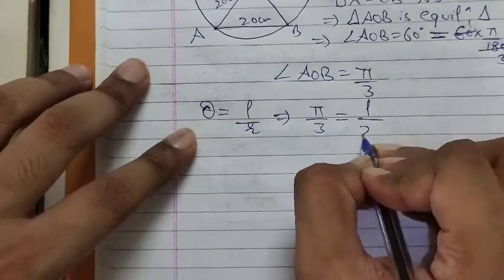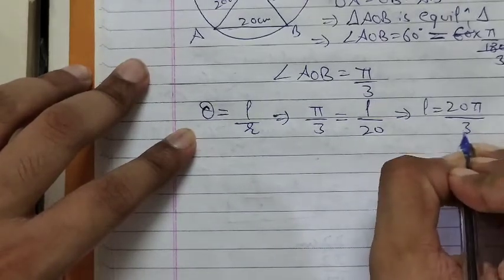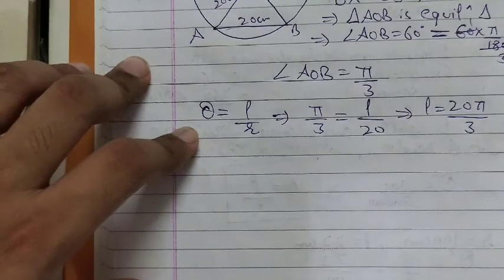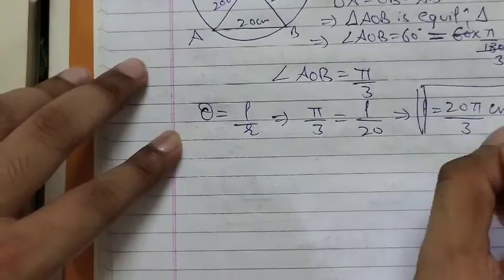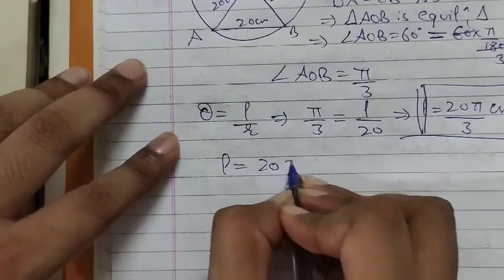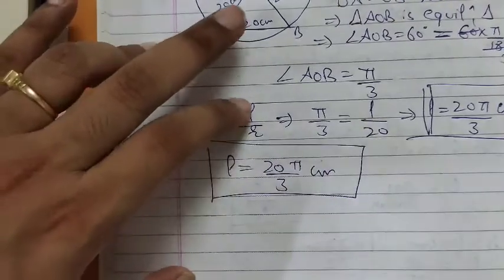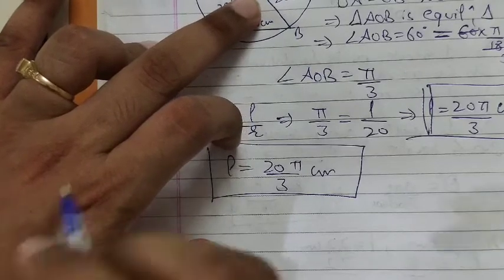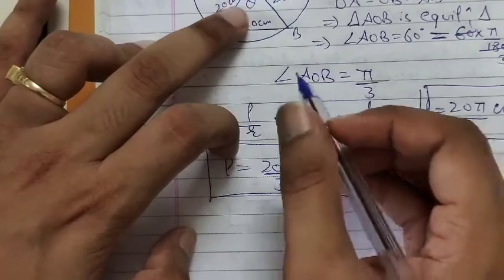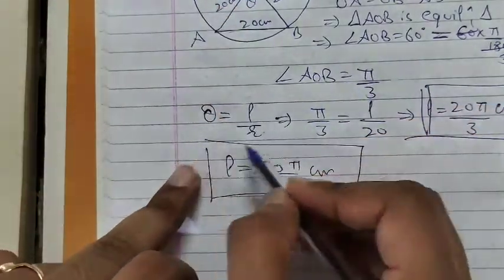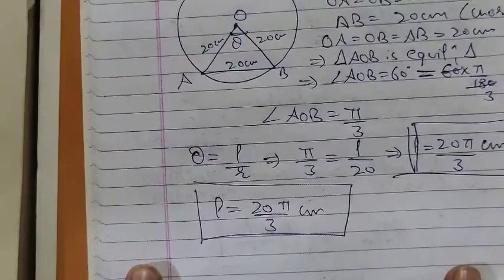Radius is 20. This implies the length of chord is 20 pi by 3, right? So the length of chord is 20 pi by 3 centimeter. This is our answer. L is equal to 20 pi by 3 centimeter. Simply, we determined the value of the center angle, theta, first. After getting theta, we converted it into radian and then substituted the values into this formula and got the answer. Simple. You can pause the video to note it down.